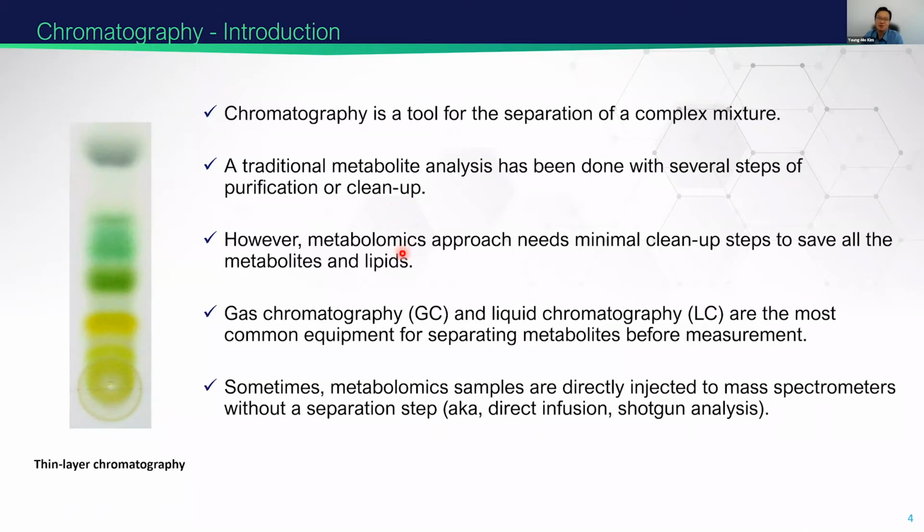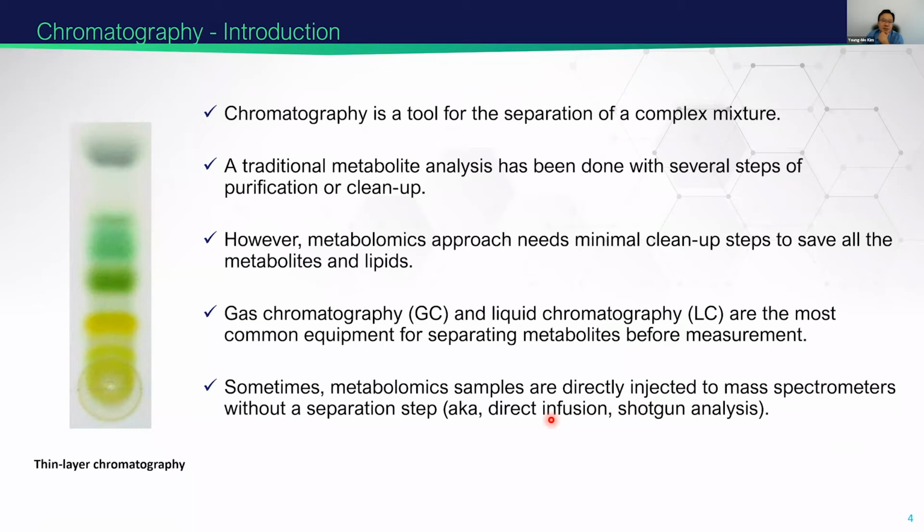However, in the metabolomics approach, we need a minimal cleanup step, just removing salts, for example, because if we do a lot of purification or cleanup on samples, we will lose some metabolites or some lipids. So that is a kind of trade-off. We need to minimize our cleanup, and then we will get a lot of metabolites. However, in that case, the results might not be 100% accurate because there is some interference between all the metabolites. And gas chromatography and liquid chromatography are the most common equipment for separating metabolites before mass measurement. So that is what I will talk about in the next slides.